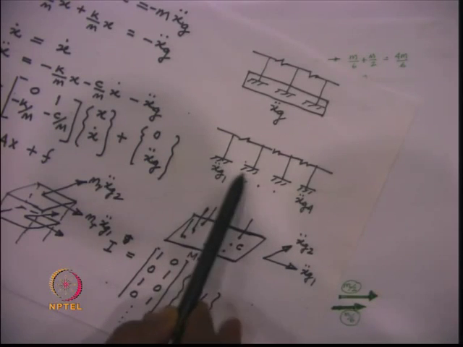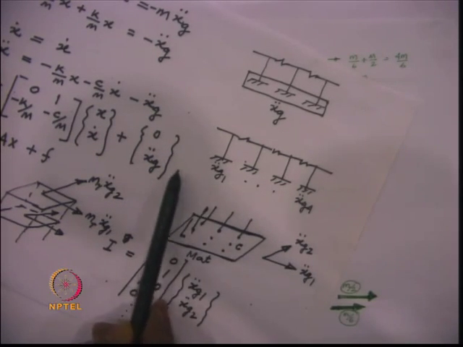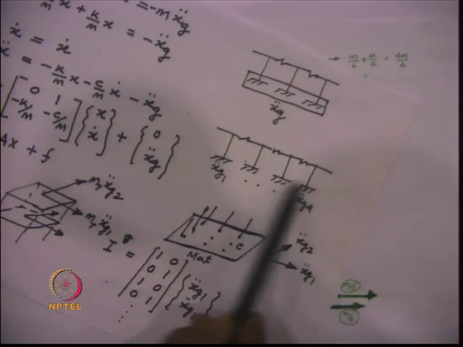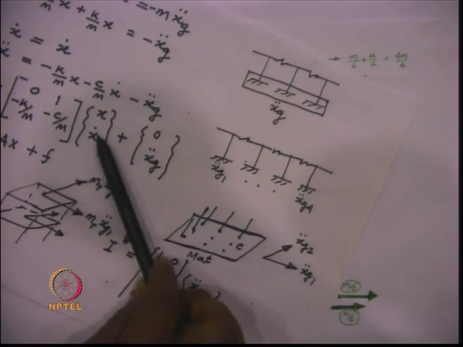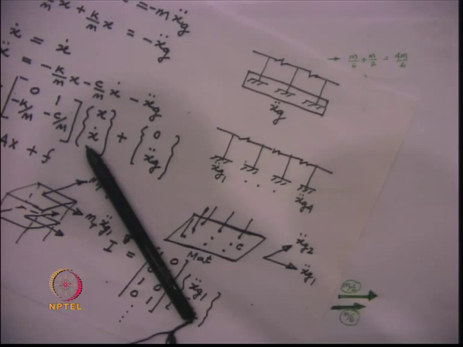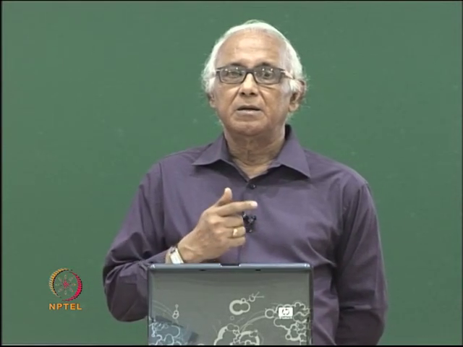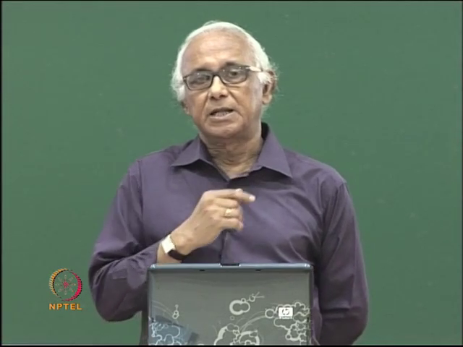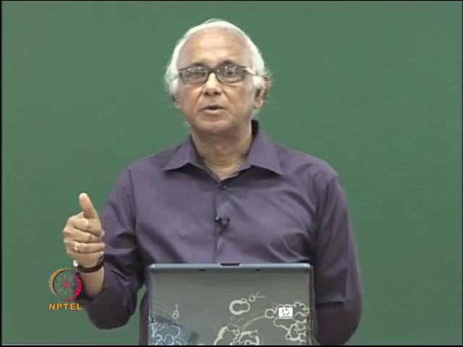And if the supports move differently, that means the ground acceleration at this support is different from the ground acceleration at this support, then we have got a multi-support excitation. In fact, a multi-story frame, if we look at it, is subjected to a multi-support excitation rather than a single support excitation, because as the earthquake wave travels, the excitation that it will cause to the first column and the excitation that it will cause to the last column would be different.